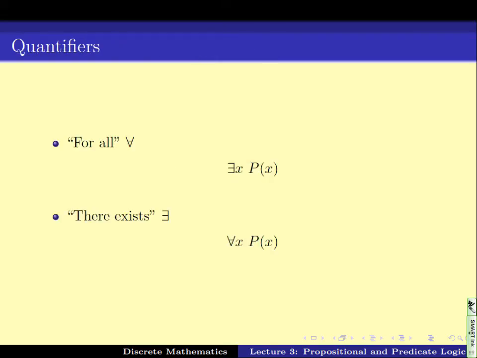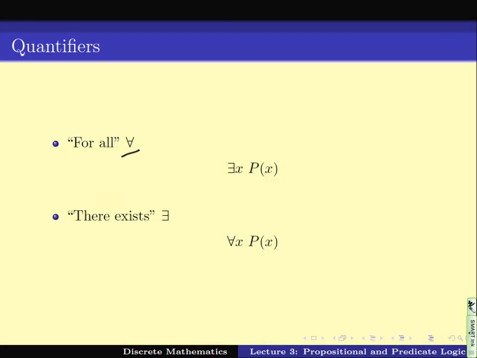Now there are two quantifiers also that are there. As I told you, every variable has to be quantified, and these quantifiers are for all and there exists. And you write statements like this. So this says that there exists x such that P of x is true. This is how you should read this statement. Similarly, this one says that for all x, the statement P of x is true.